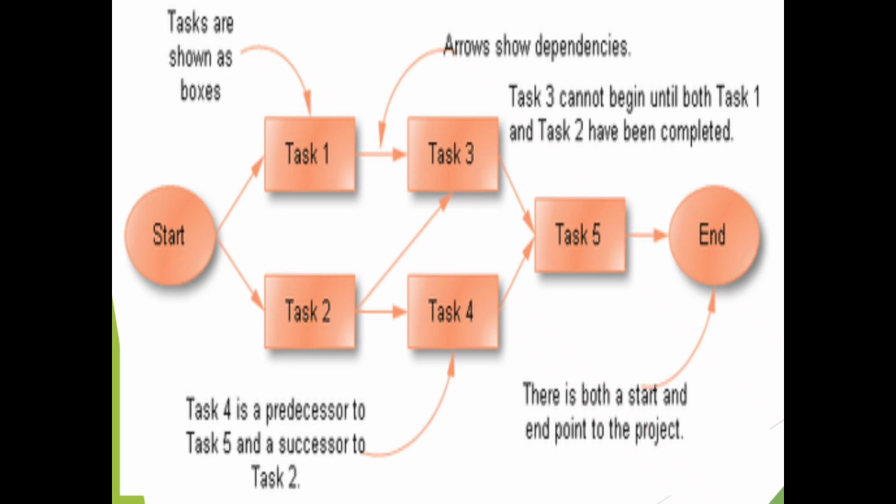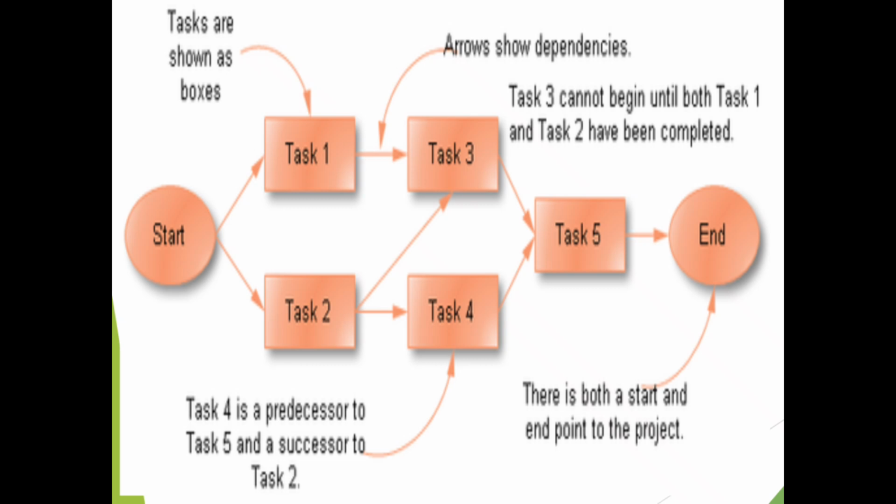Here we have an example of a network diagram. Here is where you're starting your project. Here is where you're ending your project. Tasks are supposed to be indicated using boxes. Then these arrows show how those tasks depend on each other.